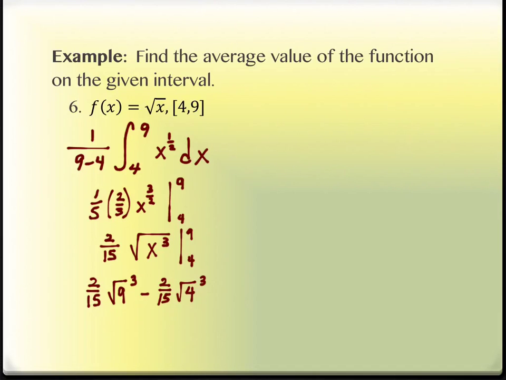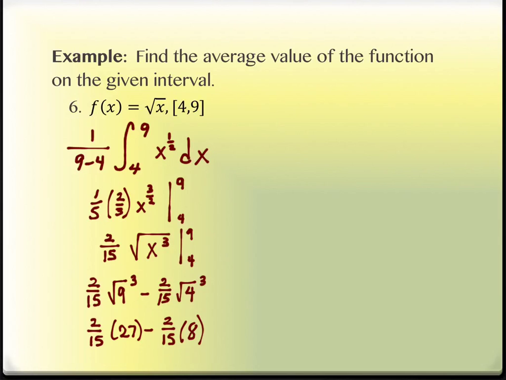All right, so what's the square root of 9? 3, and then 3 cubed would be 27. So this is 2 over 15 times 27 minus. And then I have the square root of 4, which is 2, and 2 cubed, which is 8.